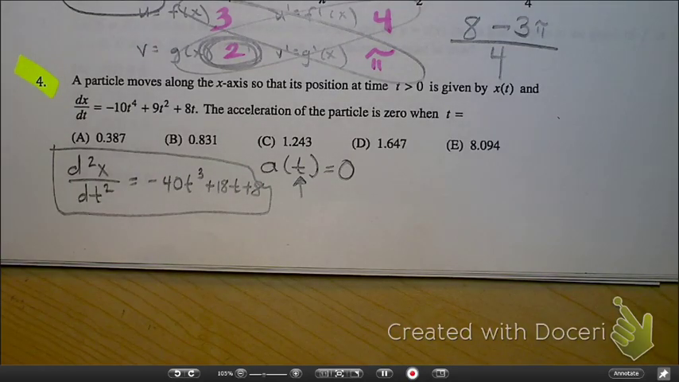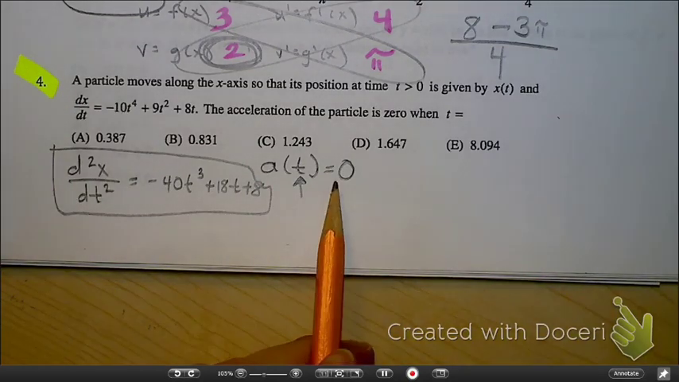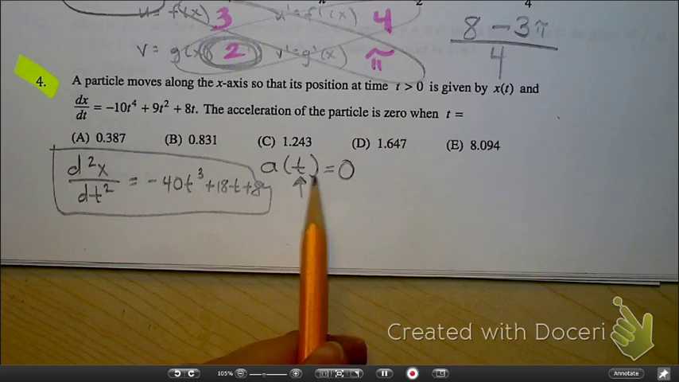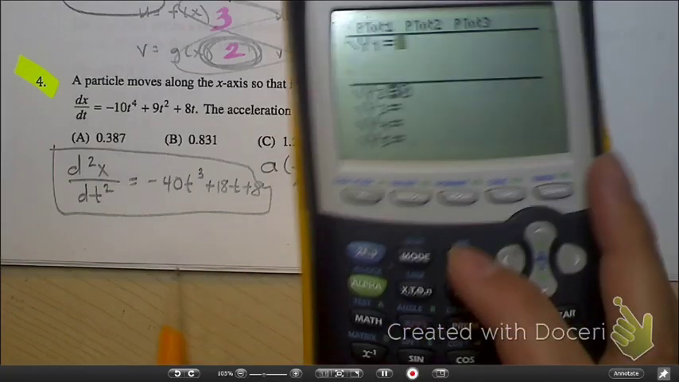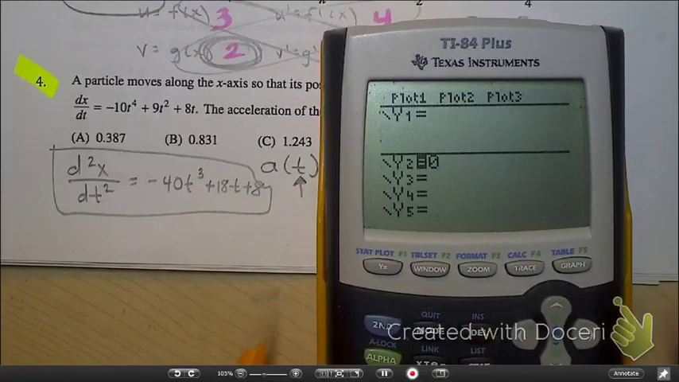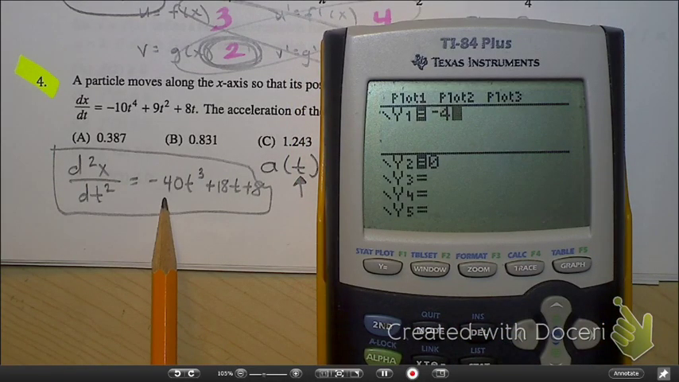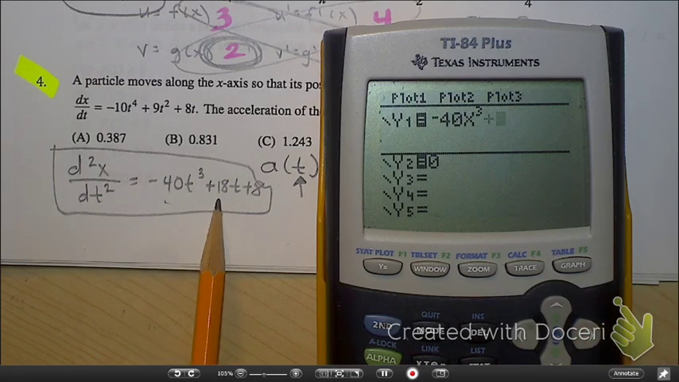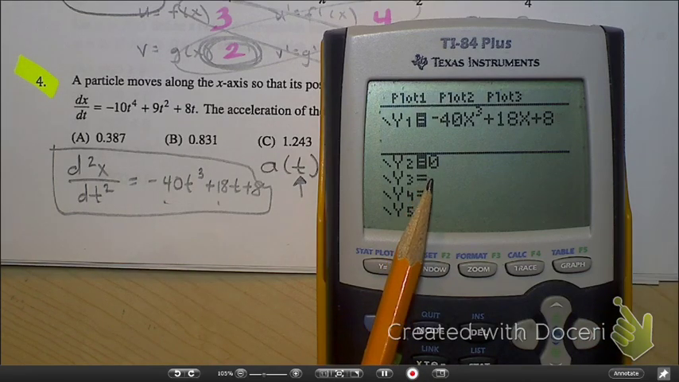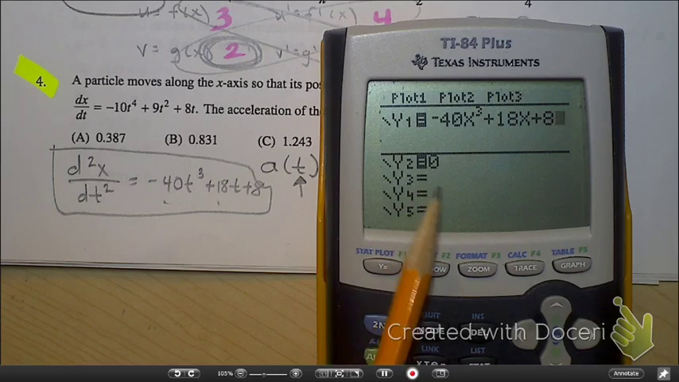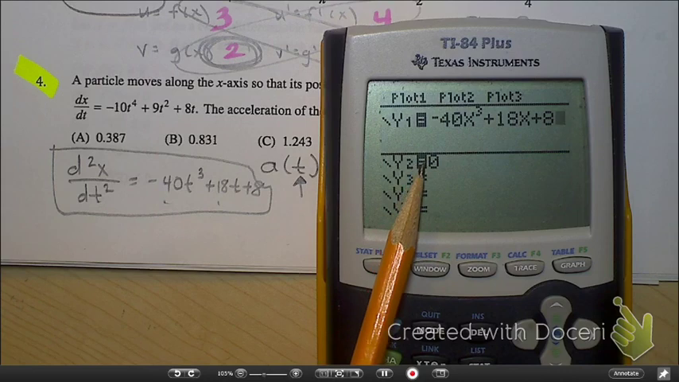And I want to know where that function is equal to 0 because I'm solving for the time value that makes the acceleration equal 0. So here's how we're going to do it. We're going to get our calculators and plug our acceleration function in, -40x cubed plus 18x plus 8. And again, there's multiple ways. You can either tell your calculator to find the 0 for you. For me personally, though, I like to find the intersection. So I'm going to figure out where this function intersects the line y equals 0.